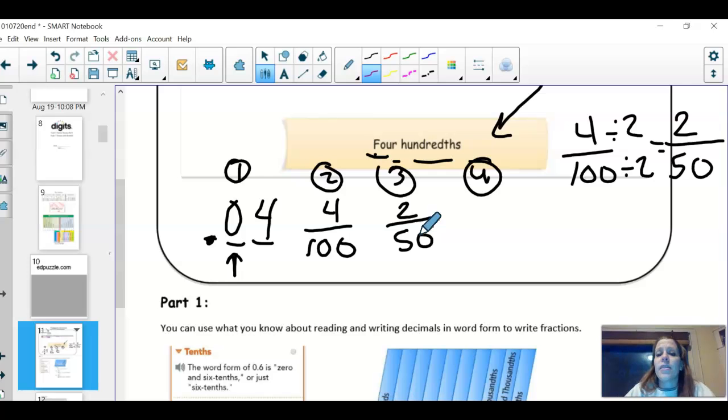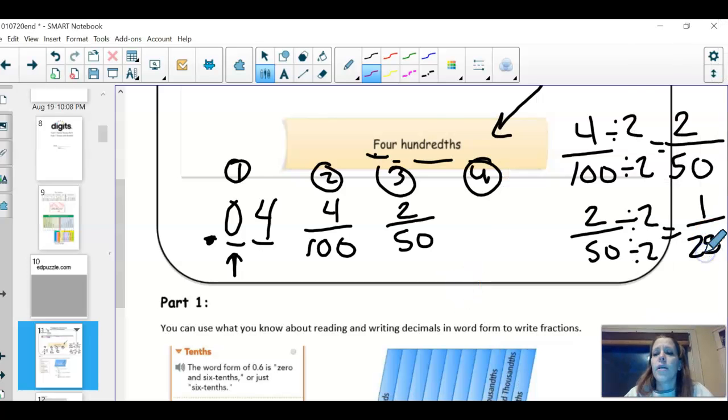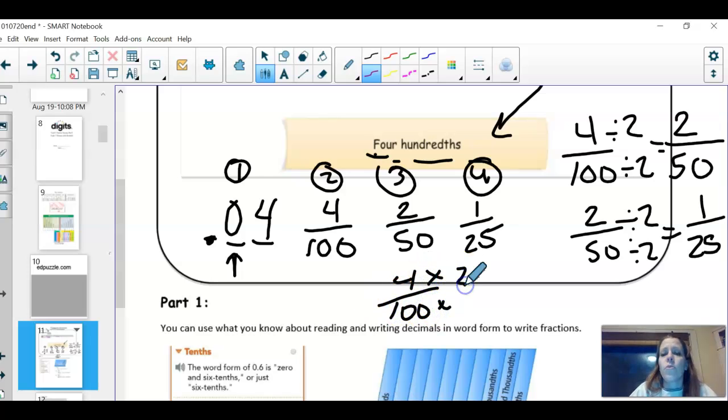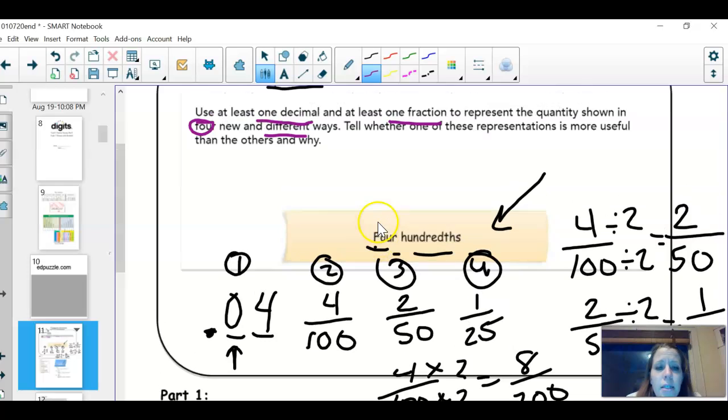I see I can divide this again by 2. Puedo dividir este entre 2 partes. Y yo tengo lo siento. Sorry, 1 over 25. Okay, there's another one. I could multiply and could have multiplied by 2. Yo puedo multiplicar por 2. Here's another one. So now I have 4 different, 4 diferentes maneras that I could write this. Que yo puedo escribir esto.